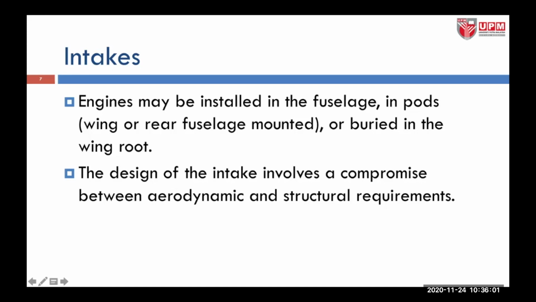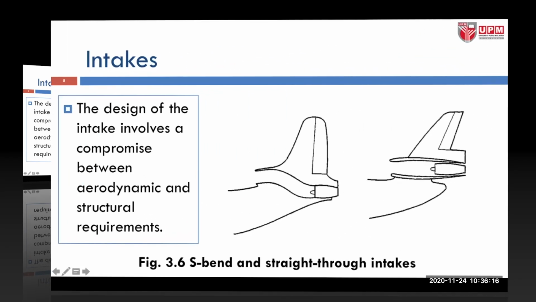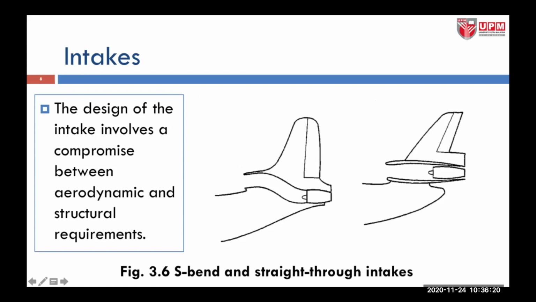As we have already gone through in the design process of the engine, you will have a part on the aerodynamic as well as a part on the structural requirement that needs to be balanced. This is just an example of the S-bend as well as a straight-through intake. So this is the S-bend, where the air will go into the S-shaped duct. In this case, it goes straight out through the duct. So in this particular case, there is a bend where the design of the intake involves a compromise between the aerodynamics as well as the structural requirement.